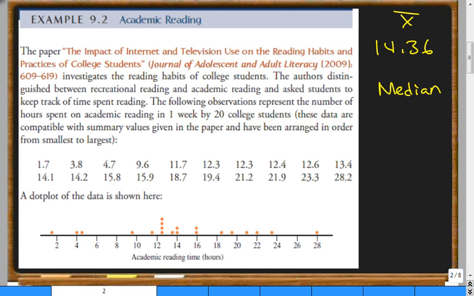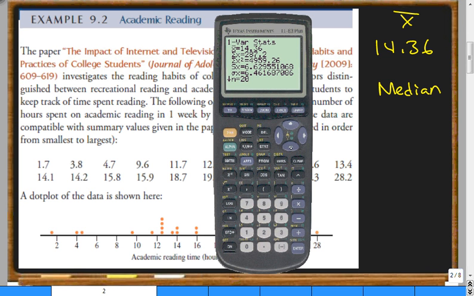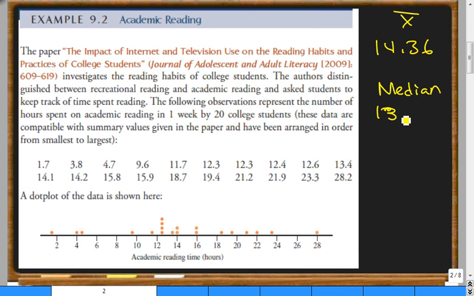We can also find our median. Our calculator will also tell us that. We go down. Our median is going to be 13.75. And one other way that we could look at the mean is if we did maybe a trimmed mean. So, let's say we wanted to do a 10% trim.